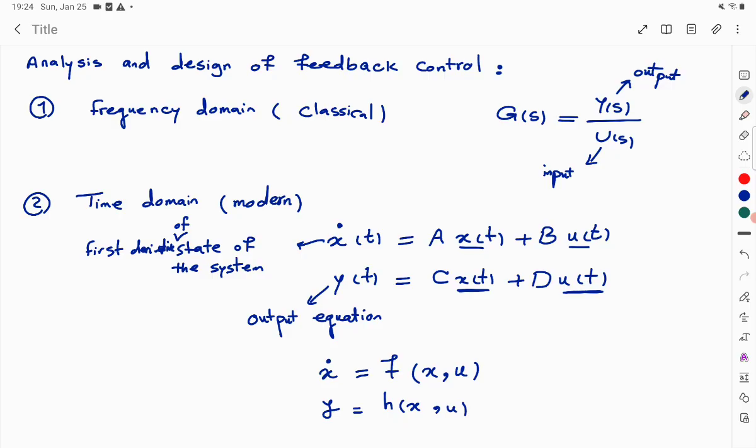And it's easier to extend this representation to a multiple input, multiple output system. But in the frequency domain, it's not that easy. It's not impossible, but it's not that easy. You should consider different outputs with different inputs, and then consider different transfer functions to represent a multi-input, multi-output system. And it's not easy to analyze the whole system. But in the time domain, you can have multi-input and multi-output, and you can write them in a vector.